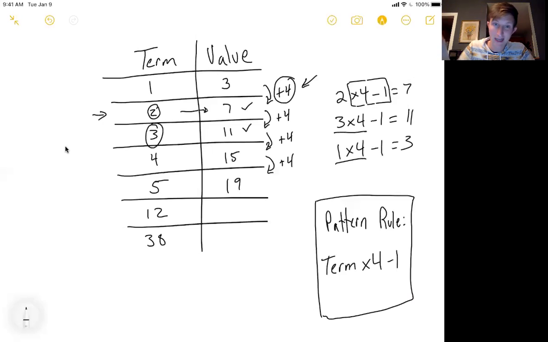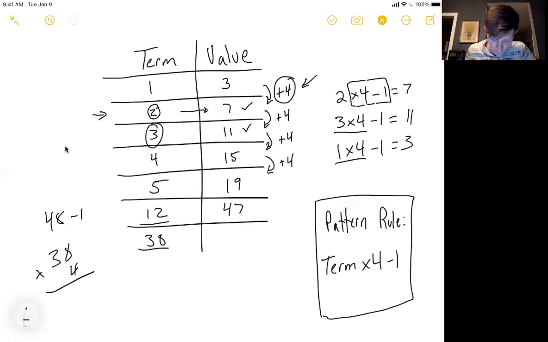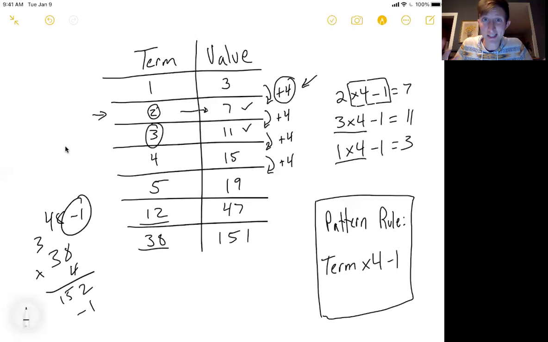And then I can go ahead and apply that to these ones down here, right? 12 times 4 is 48, minus 1 is 47. 38 times 4 is 152. Don't forget about the minus 1. 151, right? And so you start to see those patterns develop. Once you establish your pattern rule, it's smooth sailing. You plug in your term and you find the value.